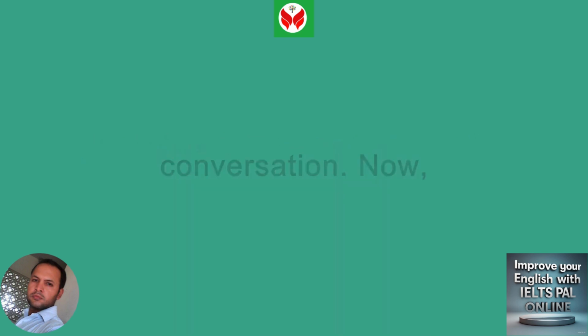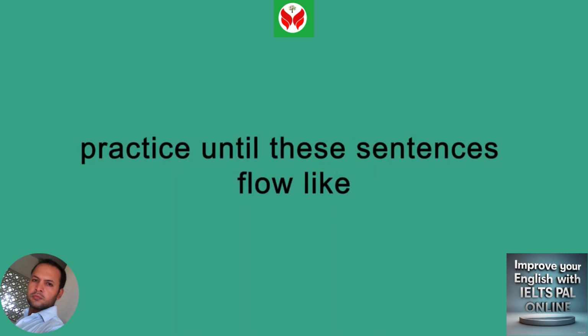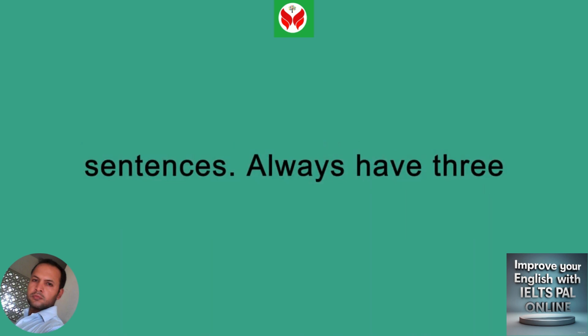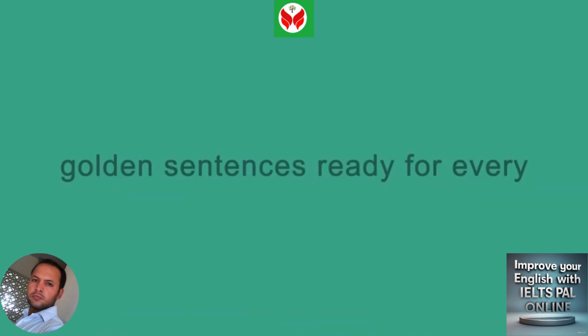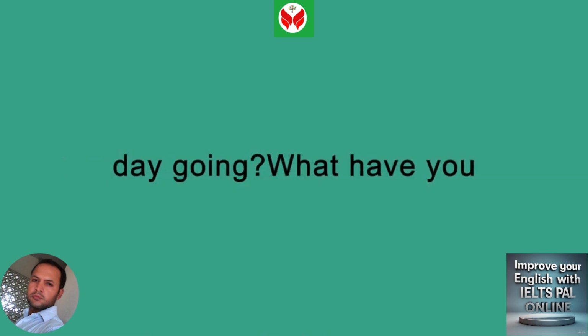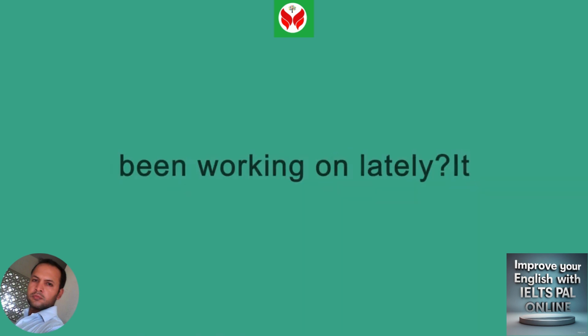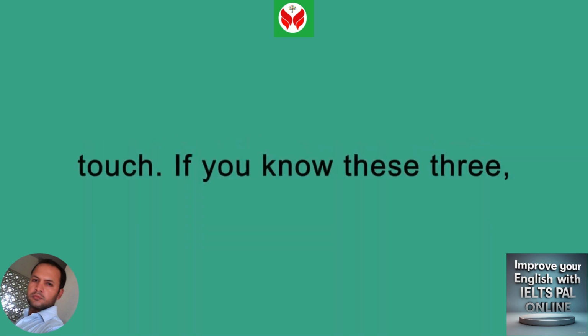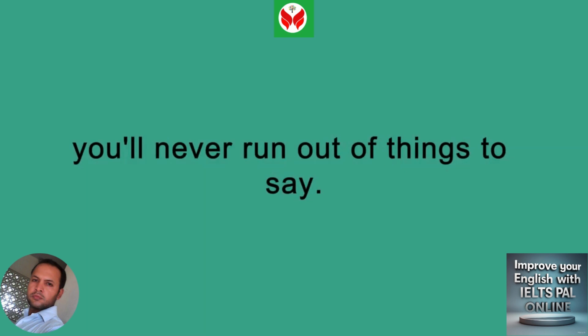You've just built a conversation. Now, practice until these sentences flow like breathing. The 3 golden sentences. Always have 3 golden sentences ready for every conversation. Start. How's your day going? Middle. What have you been working on lately? End. It was nice talking to you. Let's stay in touch. If you know these 3, you'll never run out of things to say.